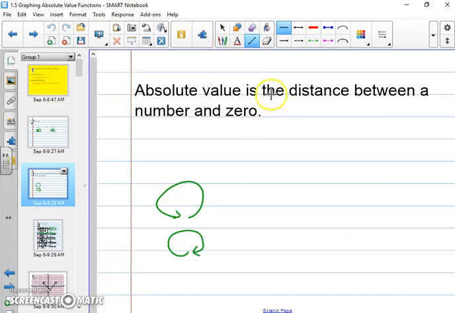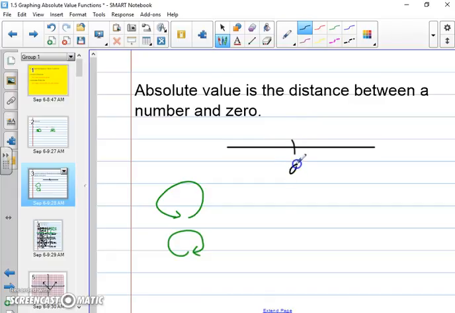If I were to do this as a number line, if I have 0 here, and let's say I go to like 2 on this side, and I go to -2 on this side, they're both technically just 2 spaces away from 0, so the absolute value of both of them would be just 2. Because again, the important thing to remember with absolute value is the distance between a number and 0.